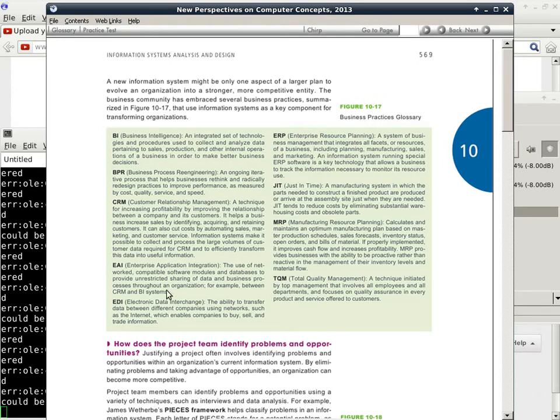We have EAI, Enterprise Application Integration. It's the use of network-compatible software modules, and a good example would be Microsoft Office. It's an application, but it can also work at an enterprise level. What do I mean by enterprise level? I mean, Microsoft Office is Microsoft Office, right? Microsoft Word is basically a typewriter on a computer. So what is the enterprise portion of it?